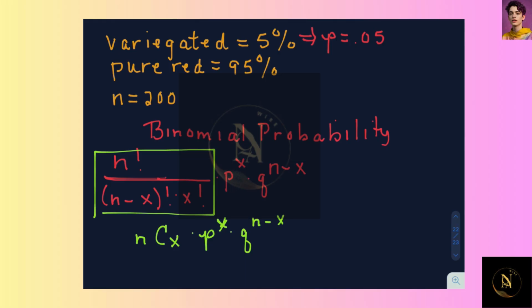So we know the n value is 200. We know the p-value is 0.05. So the q value, which represents the probability of failure, if we're focusing on the variegated impatiens, the red impatiens, then our q value would be 0.95. So we can substitute these values in. When we substitute the values in, then we have 200 in the order, and we want exactly 14 to be of the variegated nature.